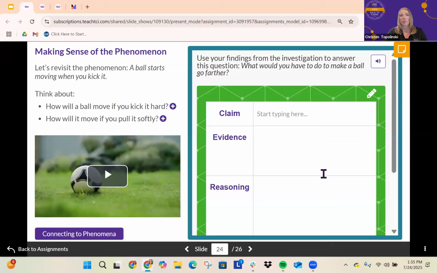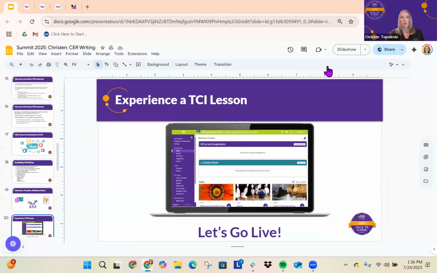This is where they have to come up with their claim, evidence, and reasoning to answer the question, what would you have to do to make a ball go farther? So they have to think about these two questions. How will a ball move if you kick it hard? How will it move if you kick it softly? So if you kick something softly versus kicking it hard, what happens? And then they're going to answer that. They're going to make a claim, have evidence and reasoning. And then go ahead and share with you.